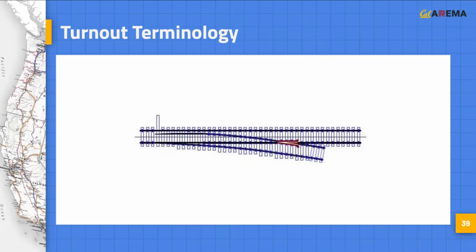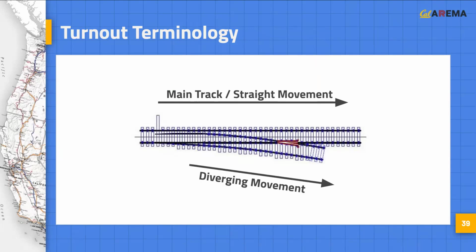Next, we will cover basic turnout terminology. The straight side of a turnout is called the main track, or straight movement, while the curved side of the turnout is called the diverging route, or movement. A facing point move is conducted from the switch points toward the switch frog for either route, while the trailing point move is conducted from the switch frog towards the switch points for either route.